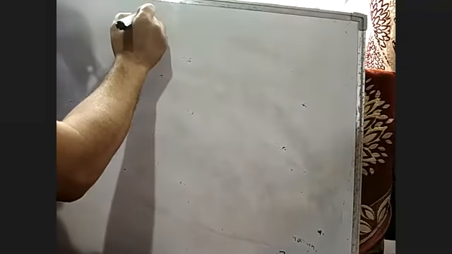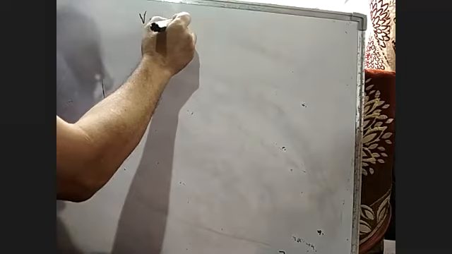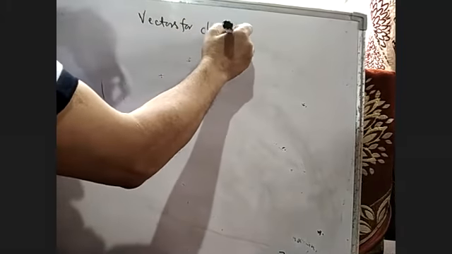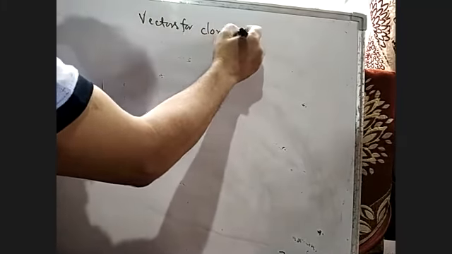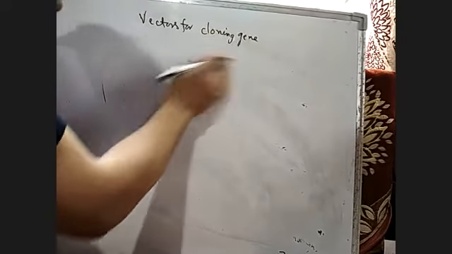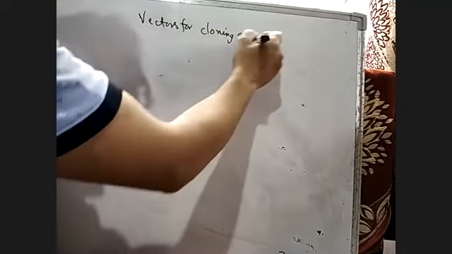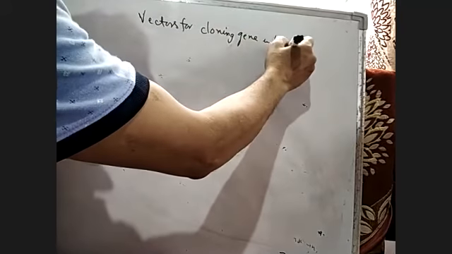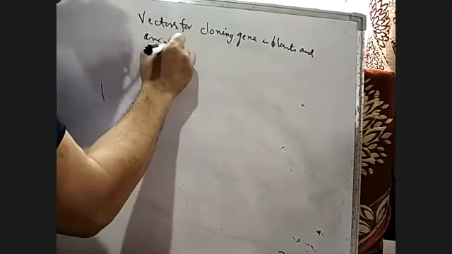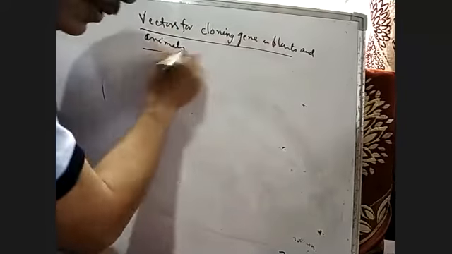Now then we go to the vectors for cloning gene. Vector for cloning gene, and cloning gene, in plants and animals.